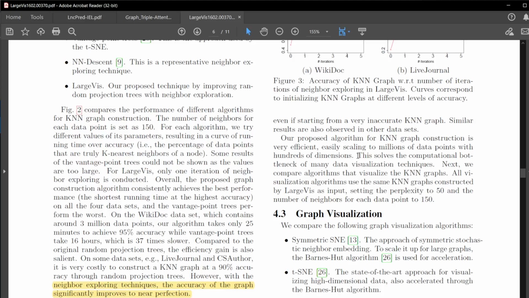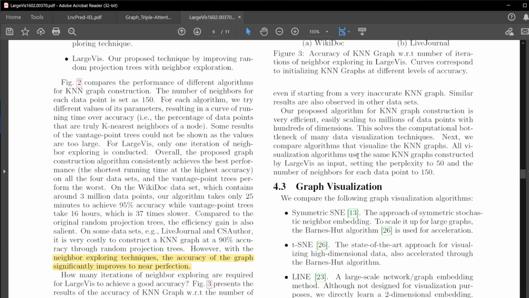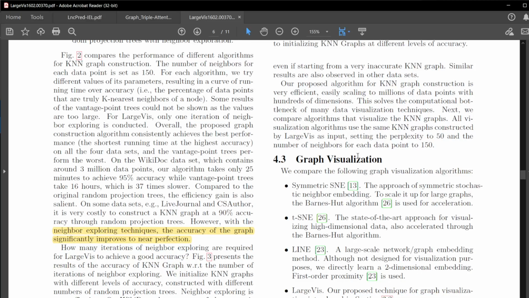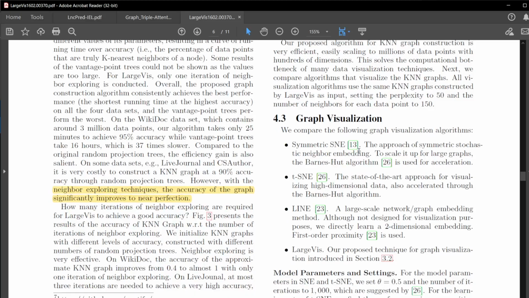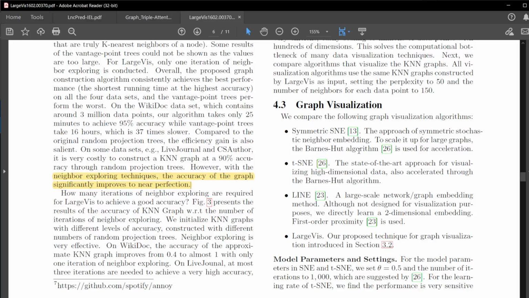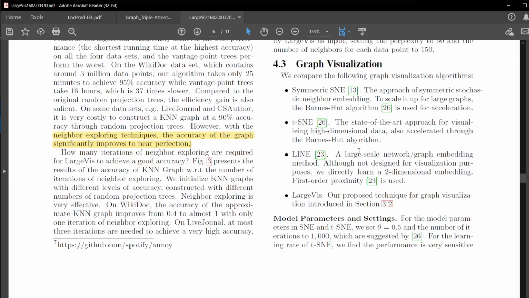Symmetric SNE, 13. The approach of symmetric stochastic neighbor embedding. To scale it up for large graphs, the Barnes-Hut algorithm, 26, is used for acceleration. t-SNE, 26. The state-of-the-art approach for visualizing high-dimensional data, also accelerated through the Barnes-Hut algorithm. LINE, 23. A large-scale network/graph embedding method. Although not designed for visualization purposes, we directly learn a two-dimensional embedding. First-order proximity, 23, is used. LargeVis. Our proposed technique for graph visualization introduced in section 3.2.